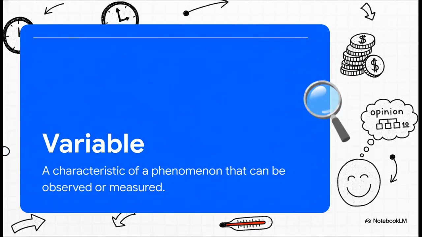And this brings us to the absolute core building block of all quantitative research, the variable. A variable is just a fancy word for anything you can observe or measure that can, well, vary. It could be someone's age, their income, the temperature outside, or even their opinion on a scale from 1 to 10. And as we're about to see, really understanding the different types of variables is crucial for doing good research.